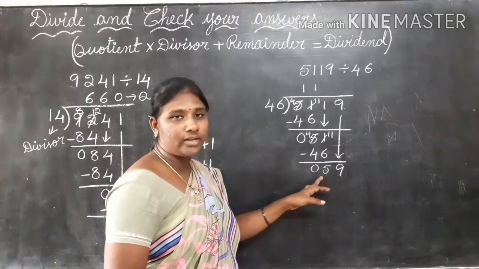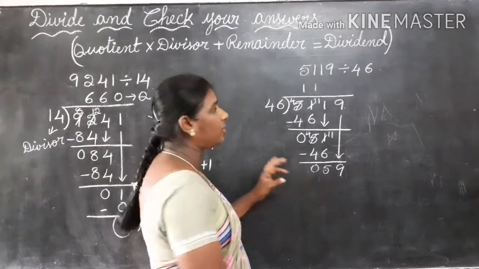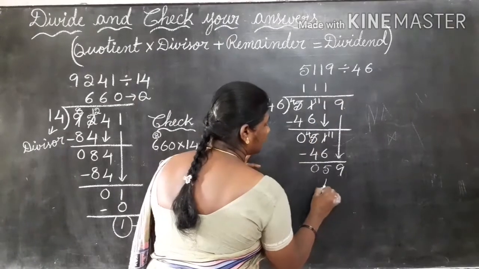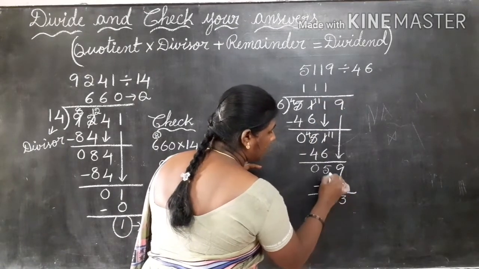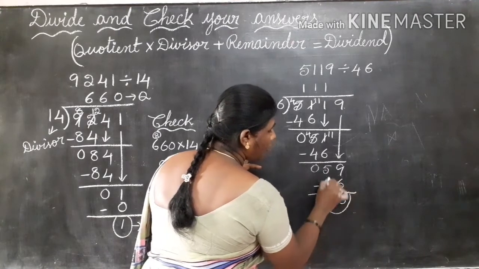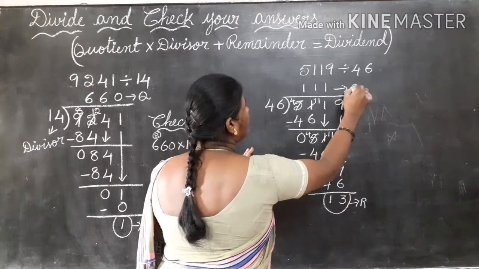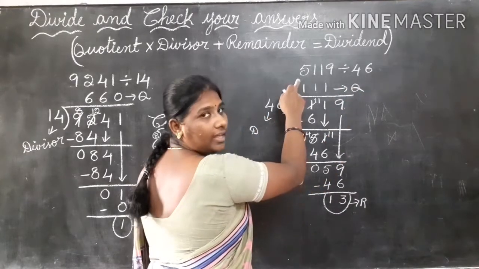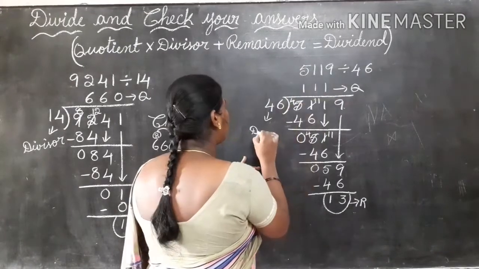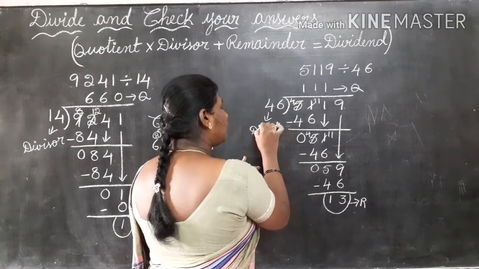46 ones are 46, 46 twos are 92, so it is not possible. Again we have to take 46 ones. 46 ones are 46. 9 minus 6, 3. 5 minus 1, 4. Now it is the remainder. This is the quotient, this is the divisor. Now what division is this? Dividing a 4-digit number by a 2-digit number.